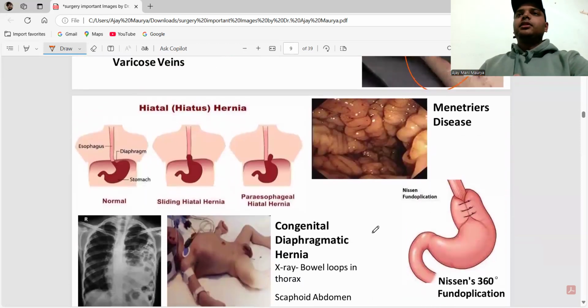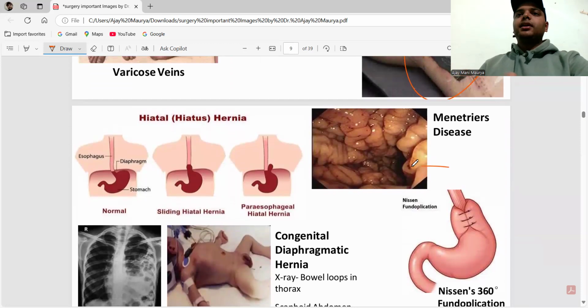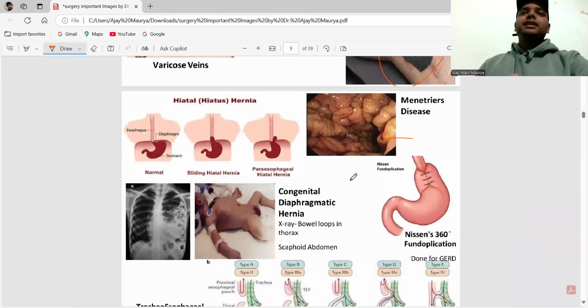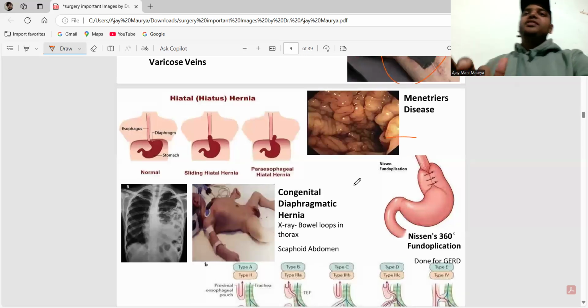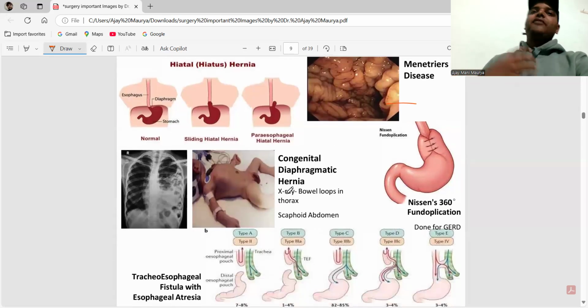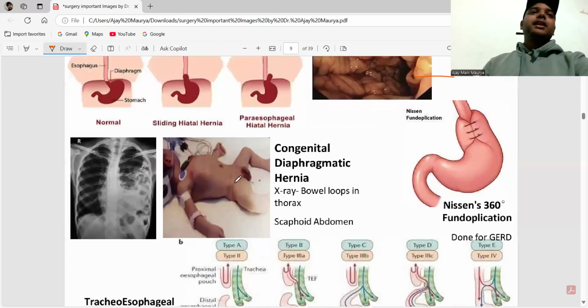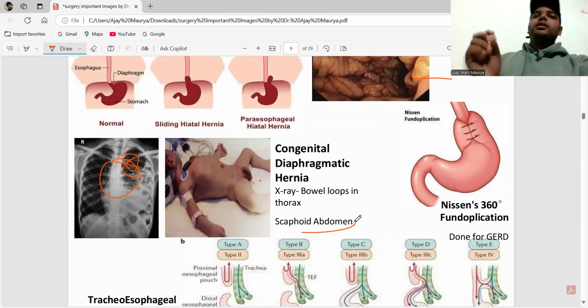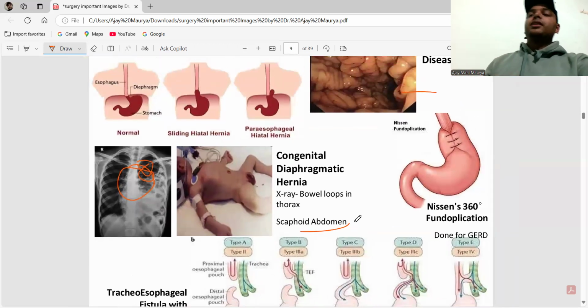Remember, guys, these are the Meniere's diseases here. So guys, this is the CDH, the congenital diaphragmatic hernia. You can see the scaphoid abdomen. You can clearly see that in the chest area there are bowel loops. You can see the bowel loops in the thorax. So this is called scaphoid abdomen. Remember that in congenital diaphragmatic hernia, guys.